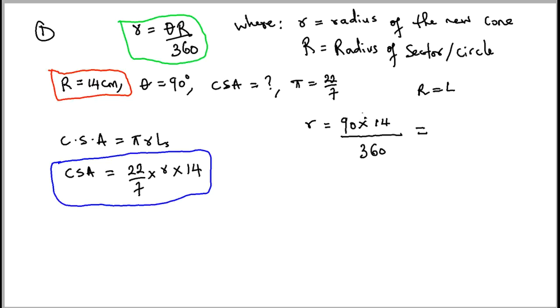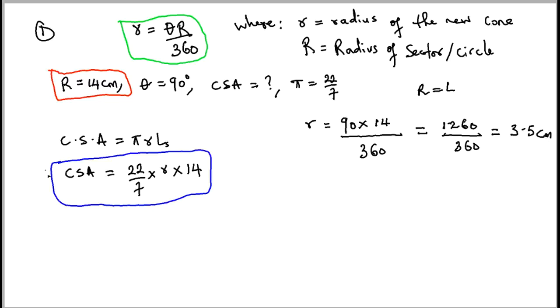So 90 times 14 is going to give us 1260 all over 360. So 1260 divided by 360 is giving us 3.5. So we have 3.5 centimeters. Yes, that is the radius of the cone.